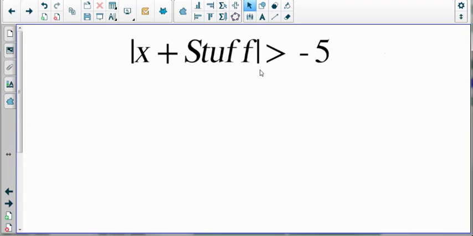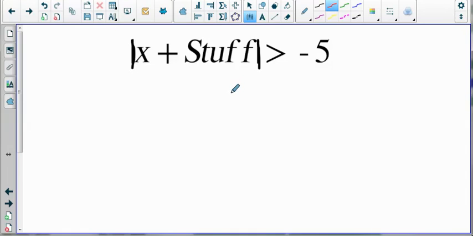The absolute value of X plus stuff is greater than -5. What is stuff? Stuff could be letters, numbers, it doesn't matter. The whole idea is that we are dealing with what is inside of these absolute value symbols right here.